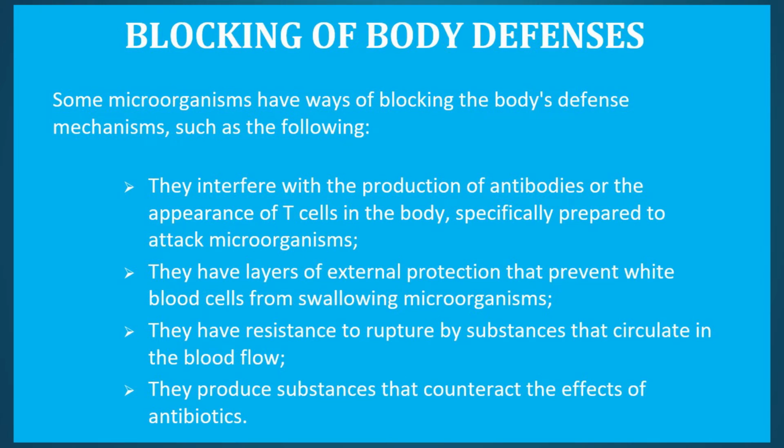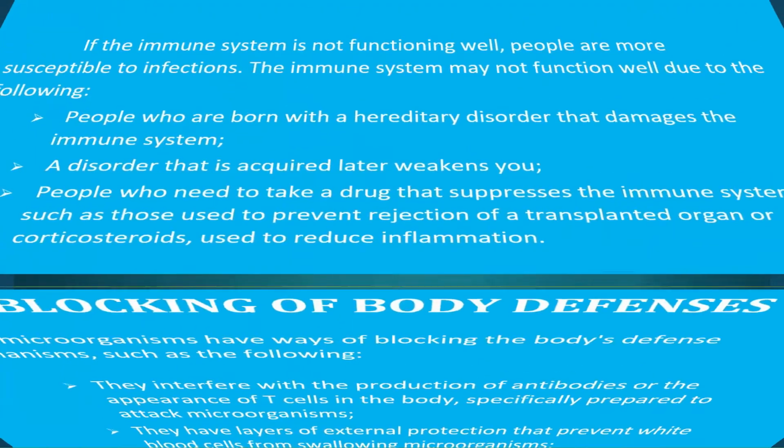Some microorganisms have ways of blocking the body's defense mechanisms, such as the following. They interfere with the production of antibodies or the appearance of T cells in the body, specifically prepared to attack microorganisms. They have layers of external protection that prevent white blood cells from swallowing microorganisms. They resist rupture by substances that circulate in the bloodstream. They produce substances that counteract the effects of antibiotics.